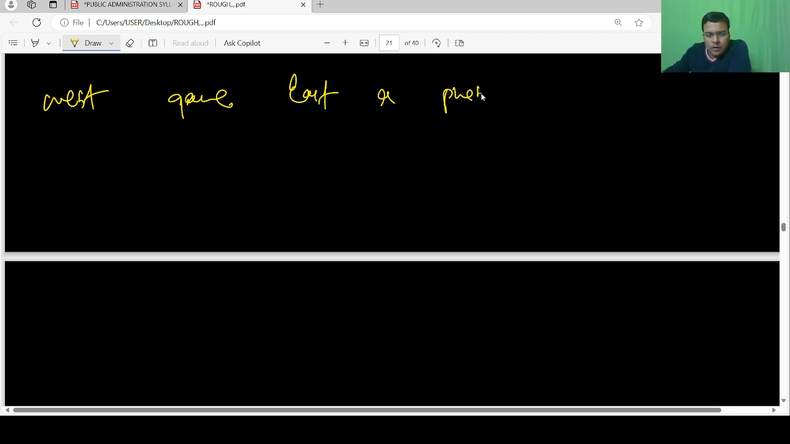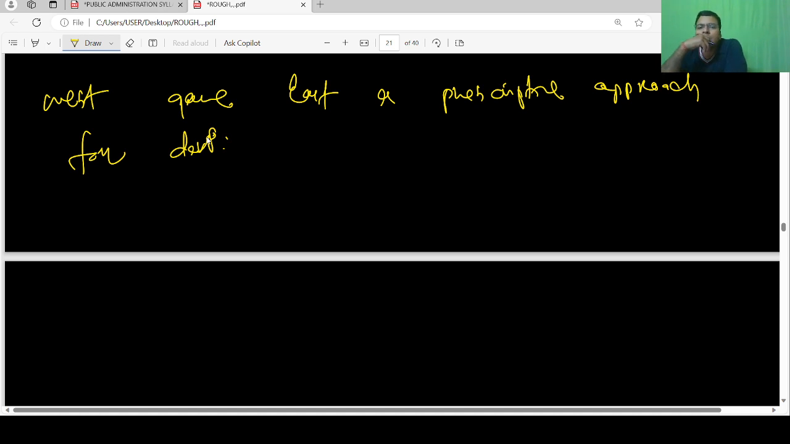Okay. So the prescriptive approach: funds with a prescription. So the West gave the East a prescriptive approach for development. West gave East a prescriptive approach for development. That approach is known as development administration.